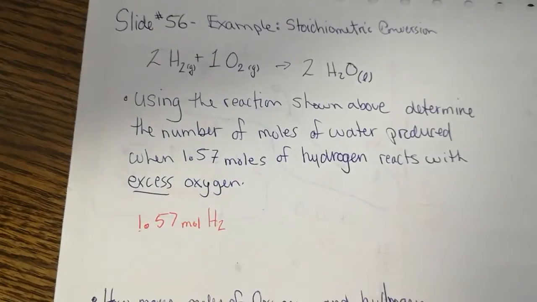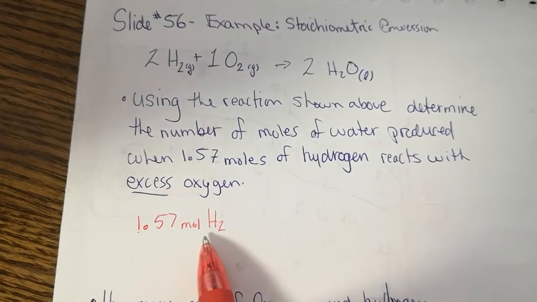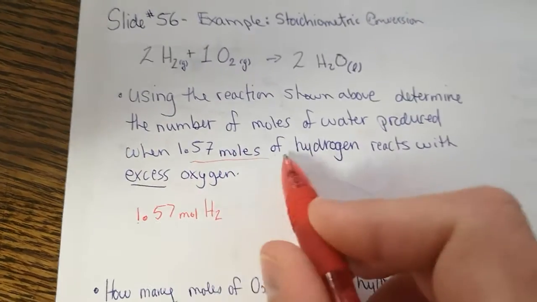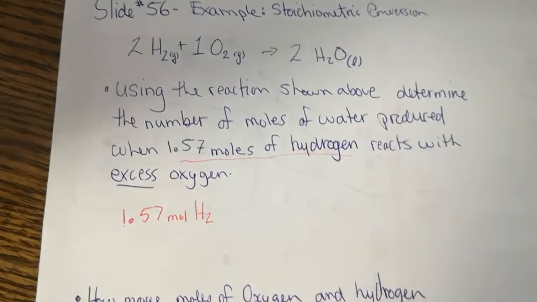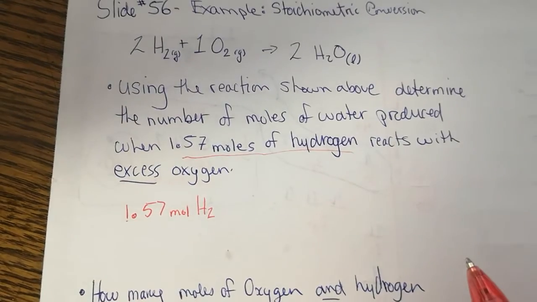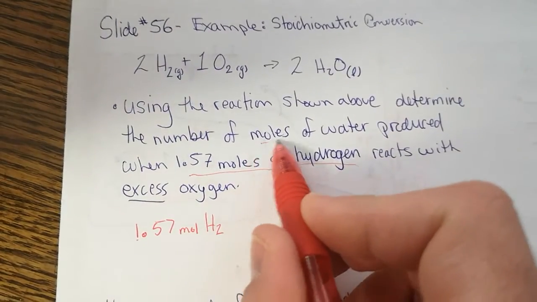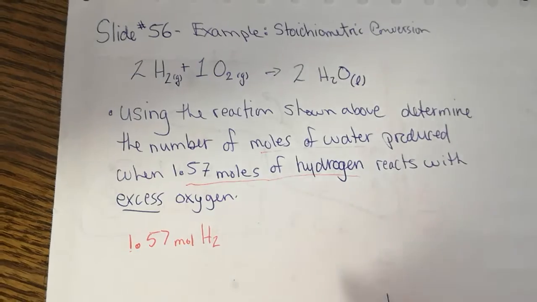always list what you know. In this case, we know there's 1.57 moles of hydrogen. Now, we're asked to solve for the number of moles of water. That's what we're solving for.